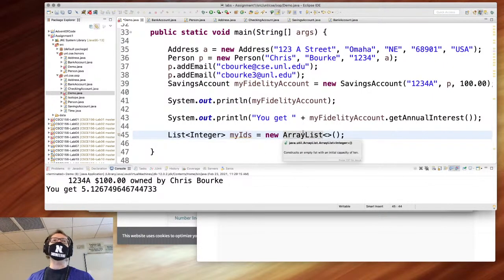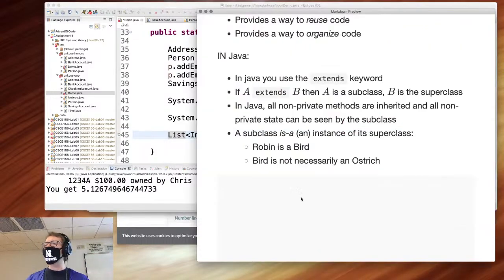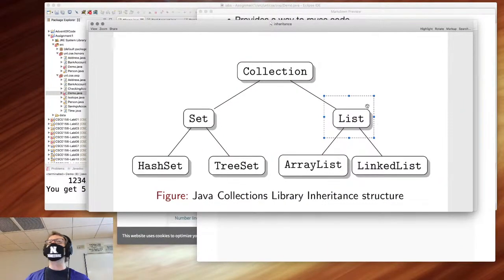I am treating a subtype like its supertype because I don't care that you're holding stuff in an array. That's abstracted away from me. I don't care about that. I just care that you hold stuff in an ordered manner. So I'm going to treat you like a list.